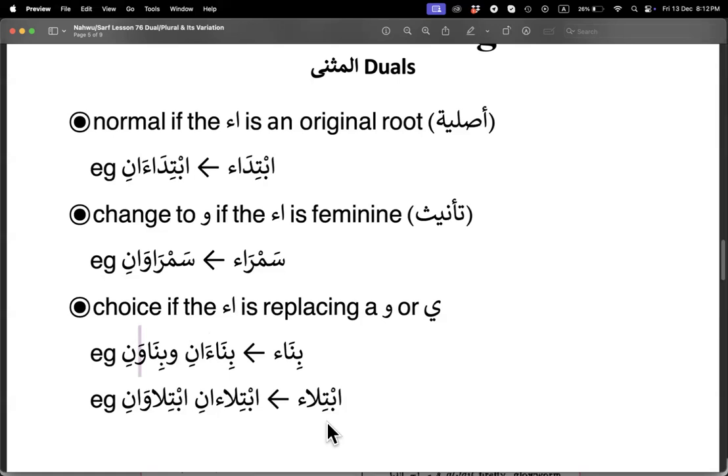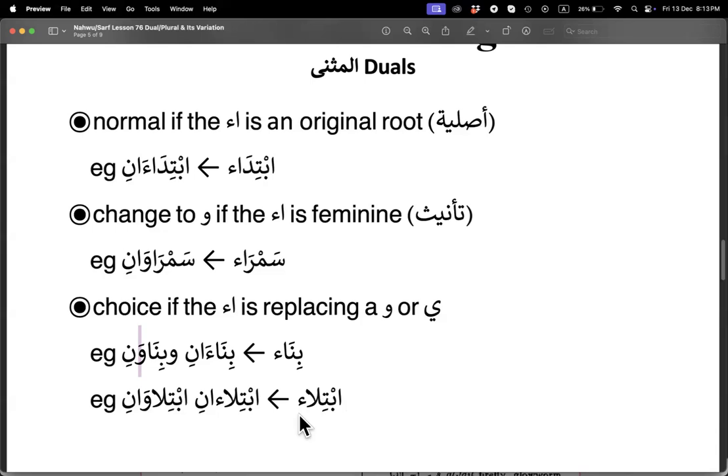Ba Lam, Balam. Ba Lam Vav. Yes, what family is this? Iktaraba. Yes, this is family 8 because you have the extra ta. So this is the master ibtilaa.